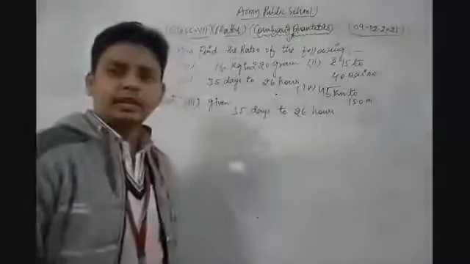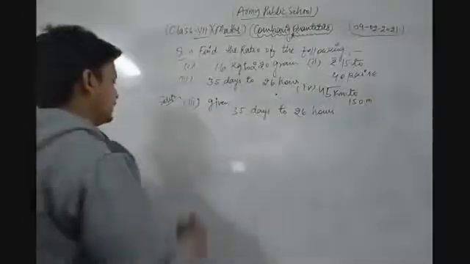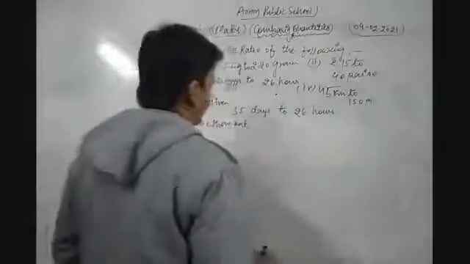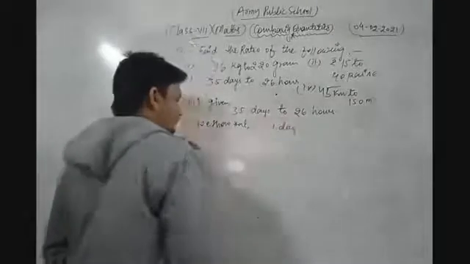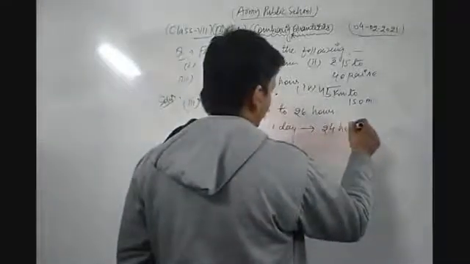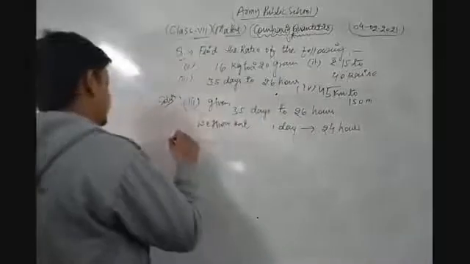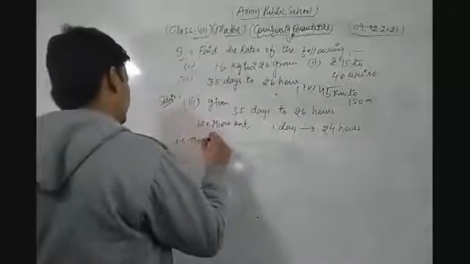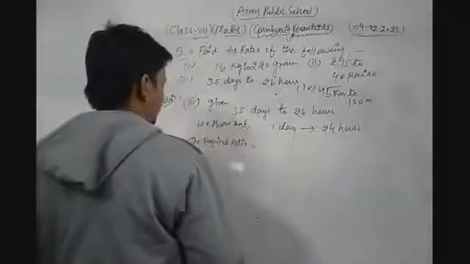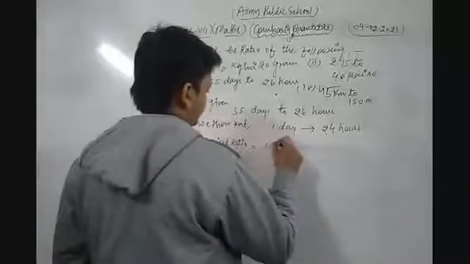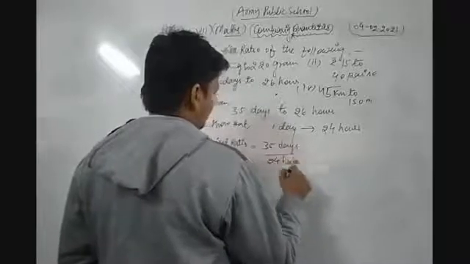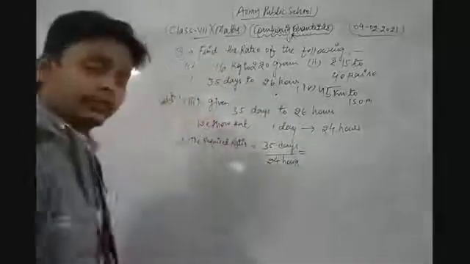First of all, we know that in one day there are 24 hours. So we write in this way. We know that in one day there are 24 hours. Now the required ratio is 35 days to 24 hours, and in one day there are 24 hours.